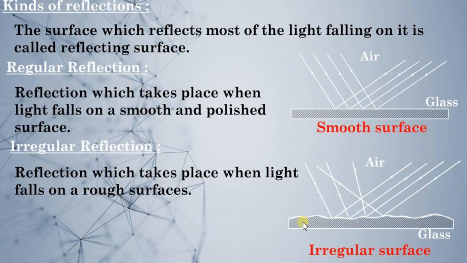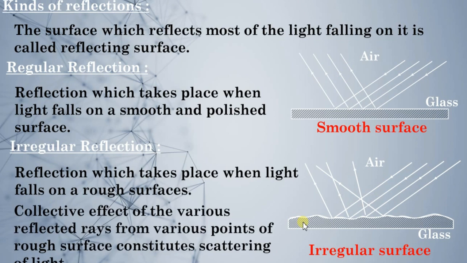Now, the collective effect of the various reflected rays from various points of a rough surface constitutes scattering of light. The word scattering I mentioned earlier when I talked about other important points. So the light is going to get scattered more, which means it goes here and there.